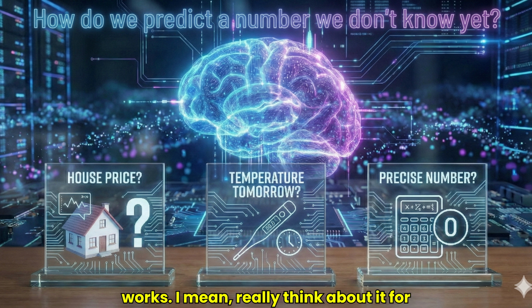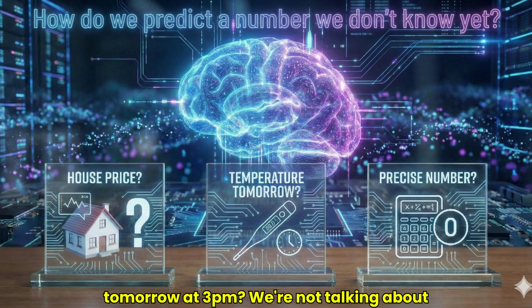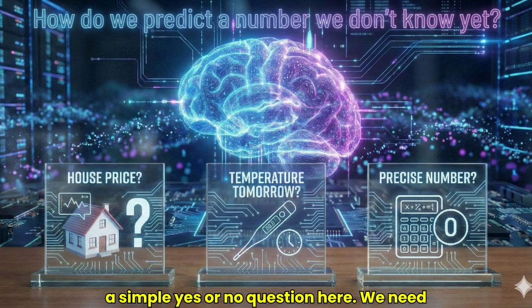I mean, really think about it for a second. How do you predict the exact price a house is going to sell for next month? Or the precise temperature tomorrow at 3 p.m.? We're not talking about a simple yes or no question here. We need a number. So, how in the world do they do that?